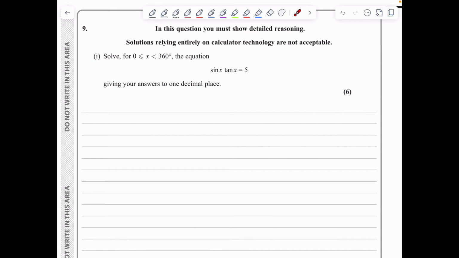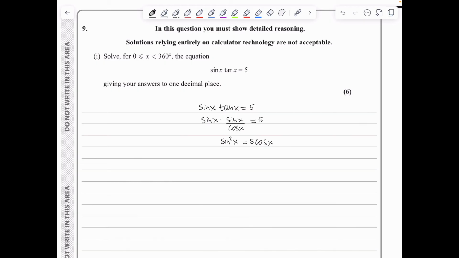In question 9, part I, we need to solve for x between 0 and 360, sin x tan x is 5, giving our answers to 1dp. So starting with the given equation, the first thing to do is write tan x as sin x over cos x. So we are looking at sin x times sin x over cos x is 5. I will cross multiply by cos x to get sin squared x is equal to 5 cos x.